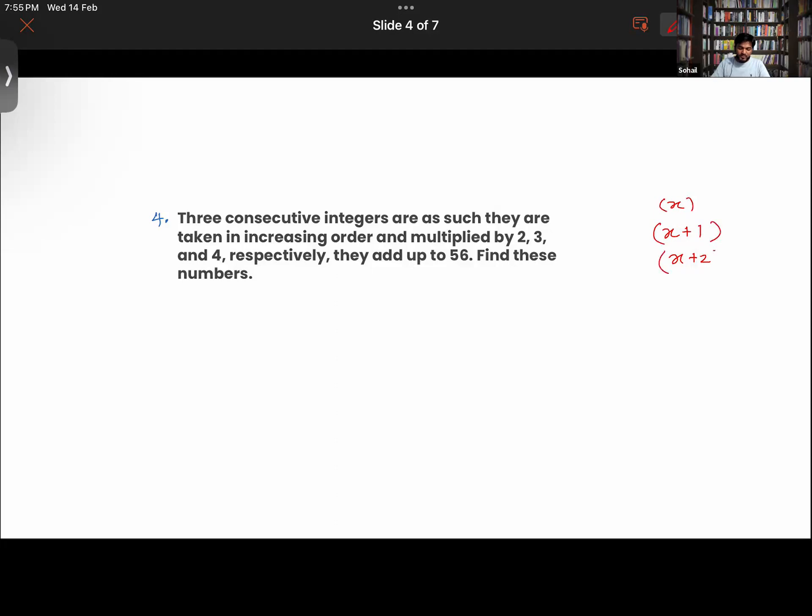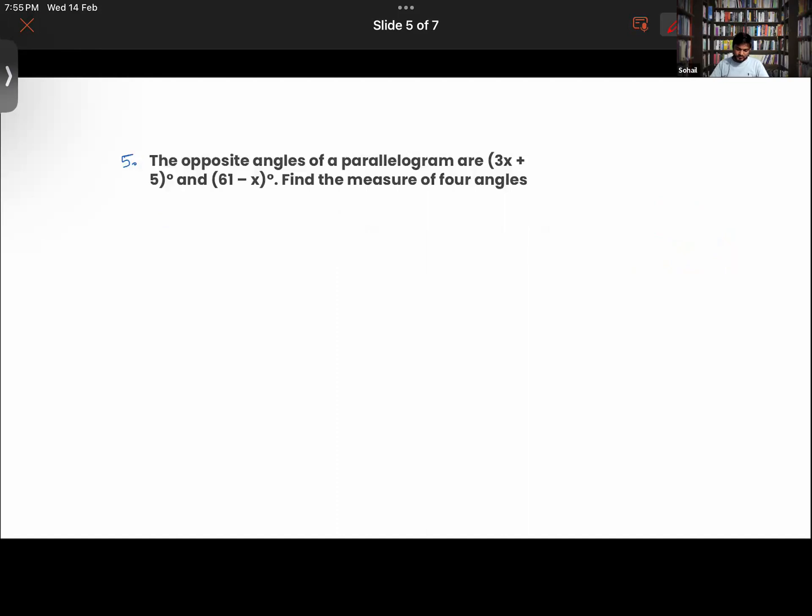You have got the hint for question number 4. Three consecutive integers are as follows. So I got the answer. Got the answer for this one, no? Yes, sir. Okay, good. By the way, done with question number 5 or not?